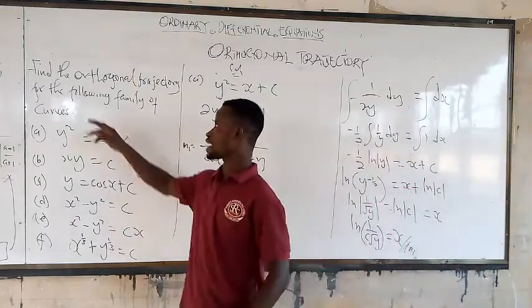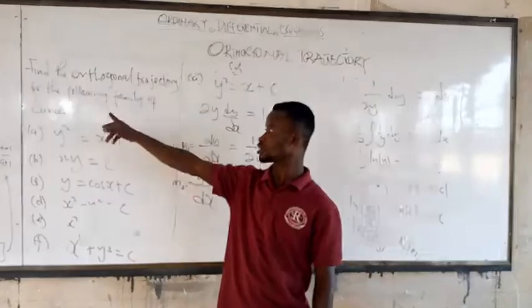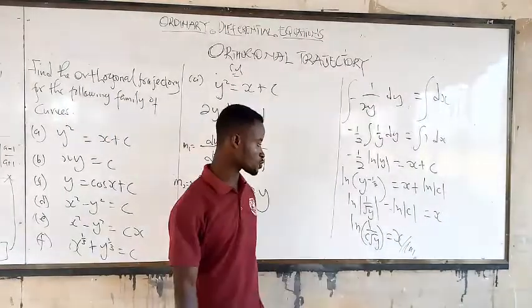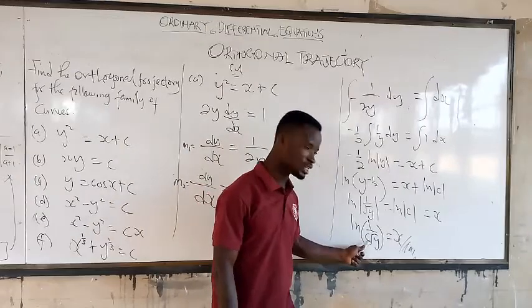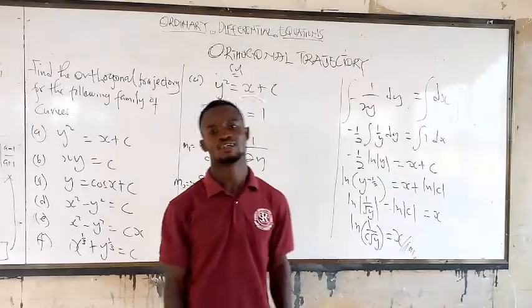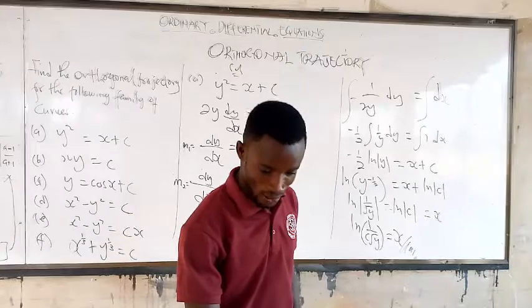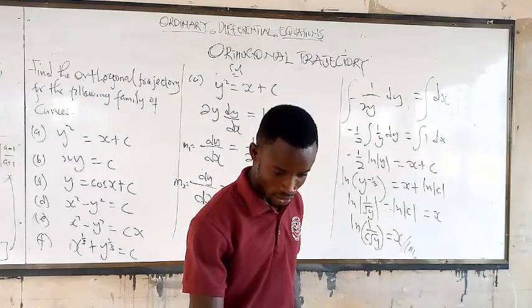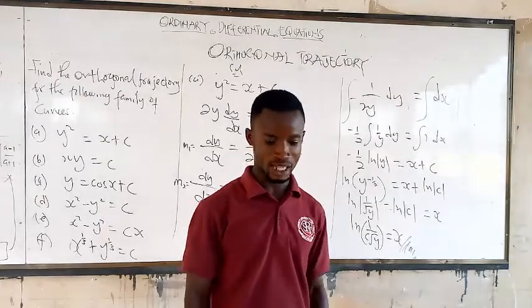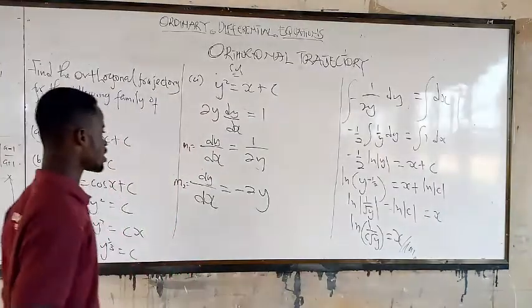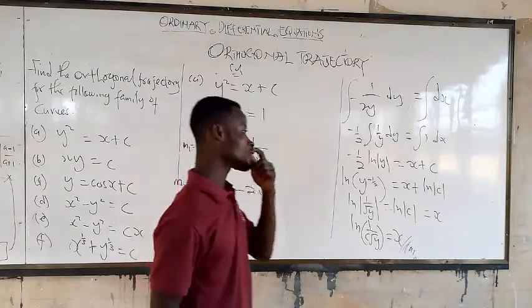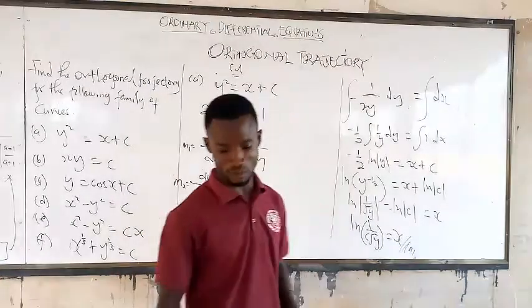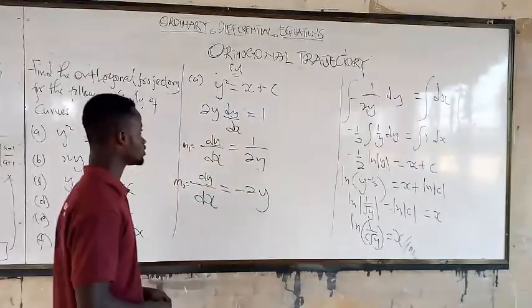That is why you have to find the orthogonal trajectory for the following family of curves. So you are going to leave your answer in general solution. In general solution. So that is going to be your final answer for that. But sometimes you can even continue to manipulate your equations, but you don't need to go and do that.